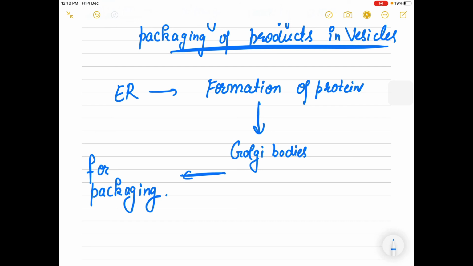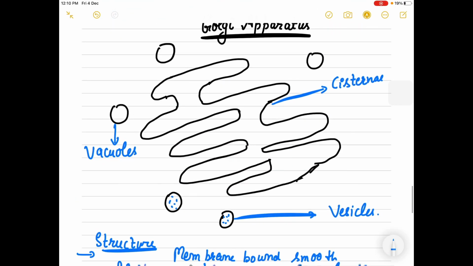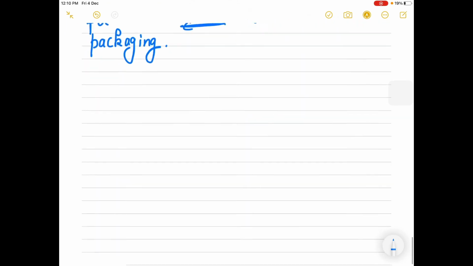So this is all about the structure of the Golgi apparatus, right? And in between them, if you see, these are the vacuoles, and these are the cisternae, and they are fluid filled vesicles.